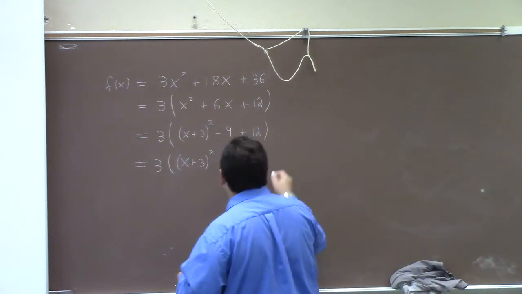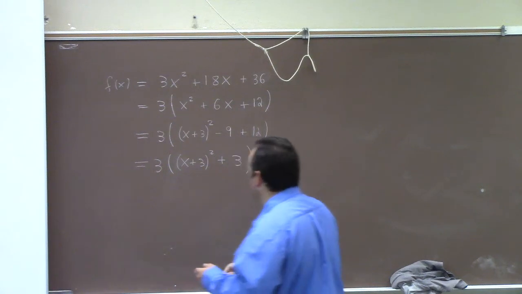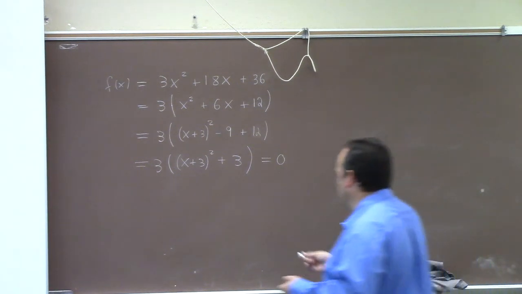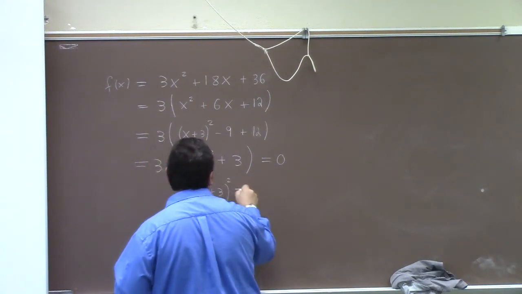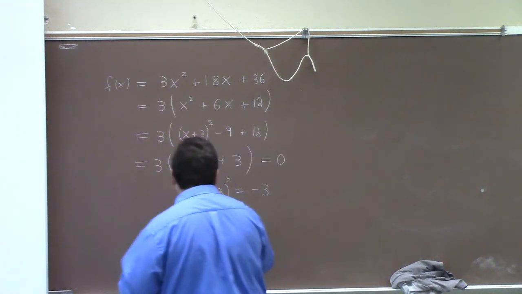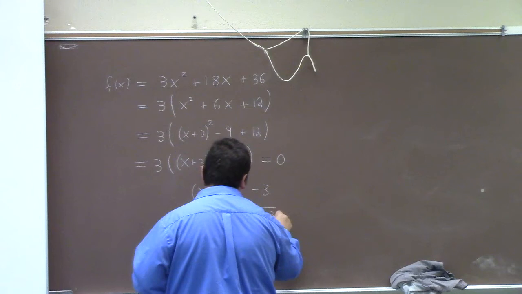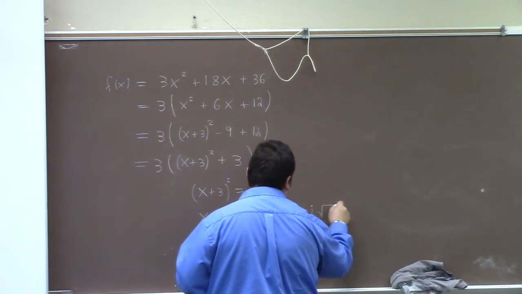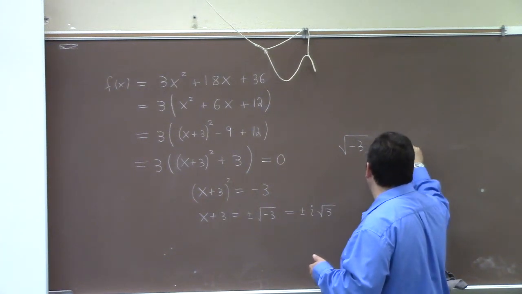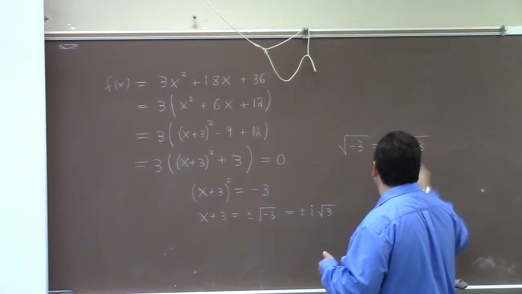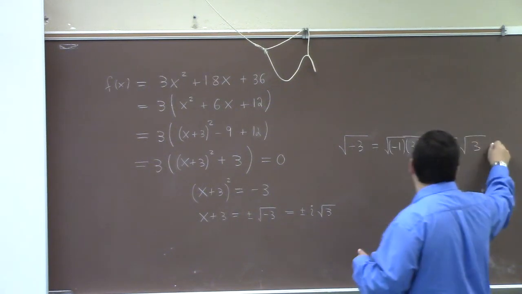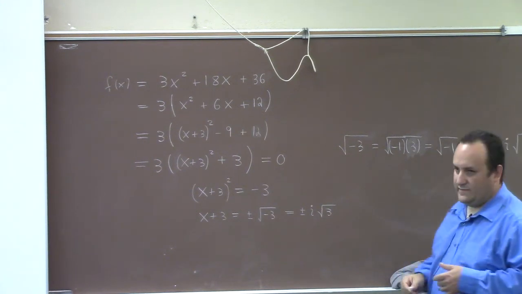And so to find the complex solutions, if I set this equal to 0, what can I do? I can divide the 3 away, right? 3's gone. And then I get x plus 3 squared equals minus 3. And then if I take the square root of both sides, I get plus or minus the square root of minus 3, which is also known as plus or minus i times the square root of 3. Because the square root of minus 3 we can look at as the square root of minus 1 times the square root of 3, which is i times the square root of 3. This is my logic, okay?